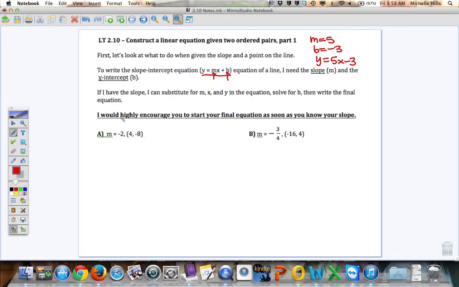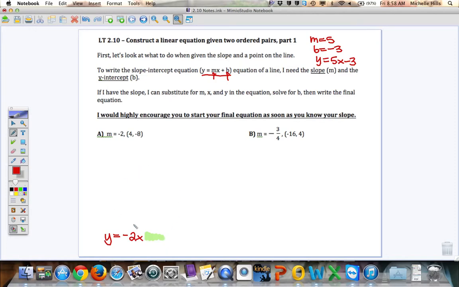Notice this part that's in bold and underlined and about as large as I can make it. I would highly encourage you to start your final equation as soon as you know your slope. So I know my slope, which means I'm going to start my answer: y equals -2x. Now I don't know yet what's going to be filled in here because I don't know the y-intercept, but I know my equation is going to be y equals -2x with something behind it.